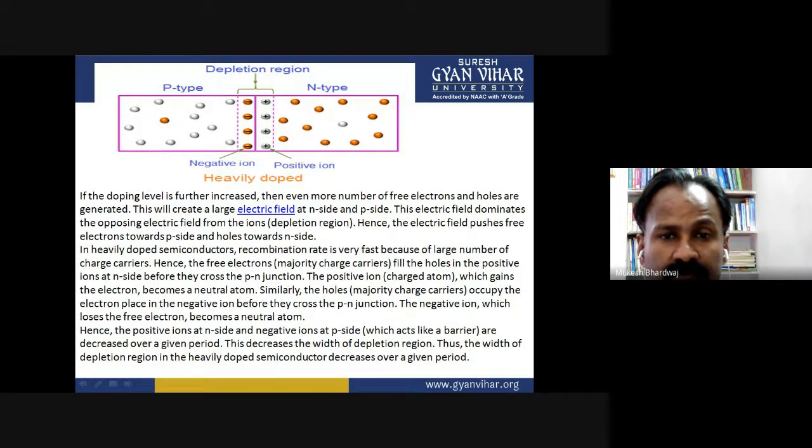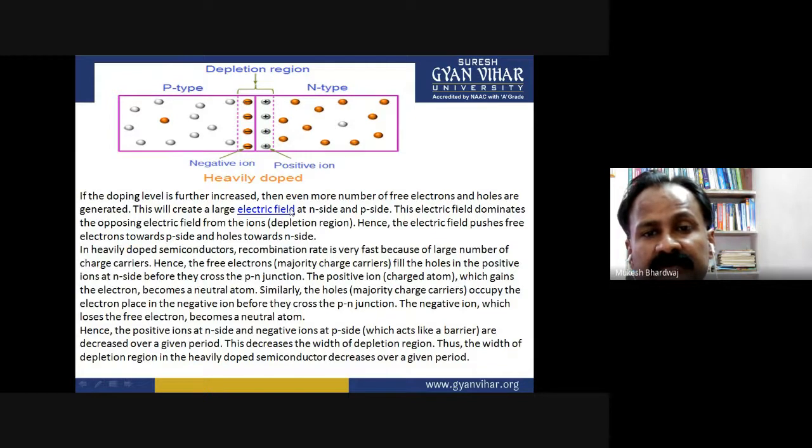So, if the doping level is further increased, then an even larger number of free electrons and holes are generated. This will create a large electric field at the n side and p side. This electric field dominates the opposing electric field from the ions, and the electric field pushes free electrons towards the p side and holes towards the n side.